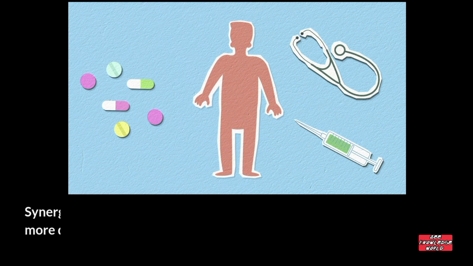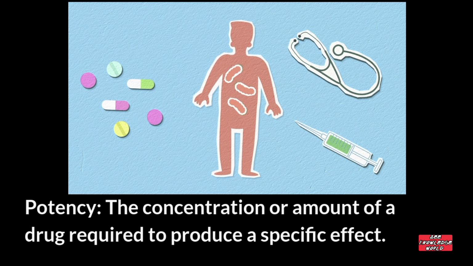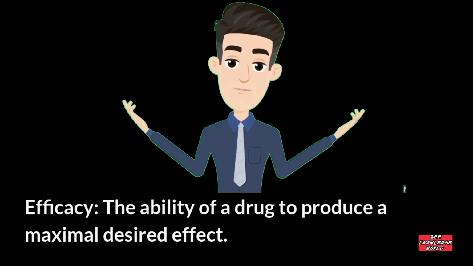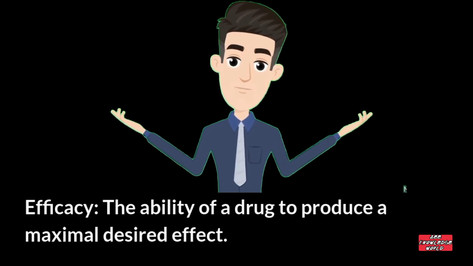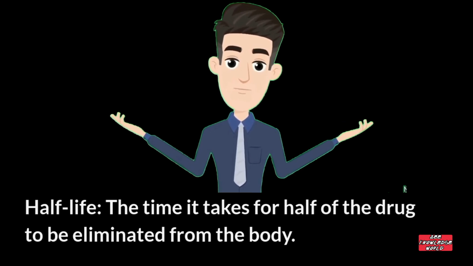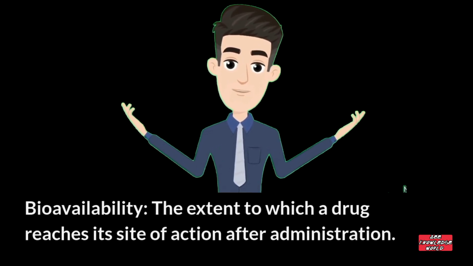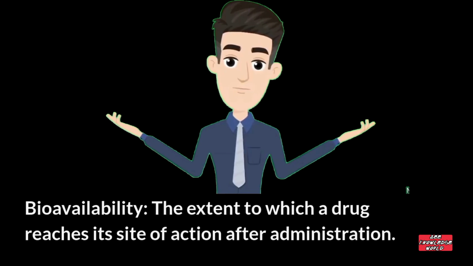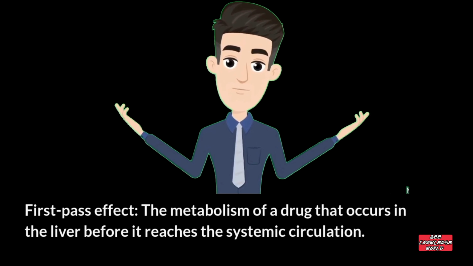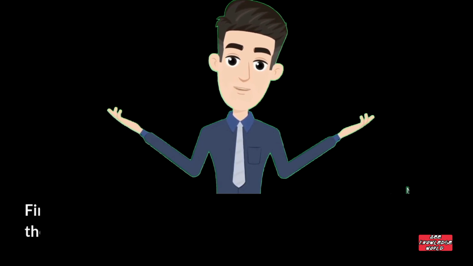their individual effects. Potency, the concentration or amount of a drug required to produce a specific effect. Efficacy, the ability of a drug to produce a maximal desired effect. Half-life, the time it takes for half of the drug to be eliminated from the body. Bioavailability, the extent to which a drug reaches its site of action after administration. First-pass effect, the metabolism of a drug that occurs in the liver before it reaches the systemic circulation.